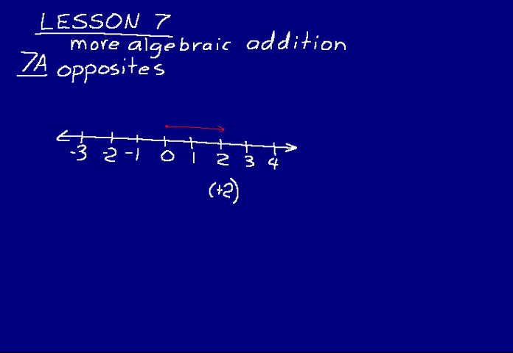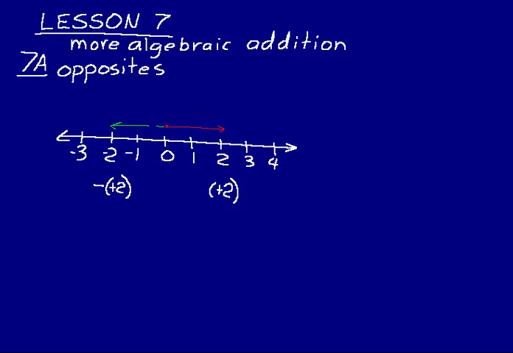Now, the opposite of positive 2, we could put a negative sign in front of that to represent the opposite of positive 2. And that's what we mean by opposites. The opposite of positive 2 would be negative 2, and so we would just start at 0 and go to the left, negative 2. So that would represent negative 2, or the opposite of positive 2. So to the right we have represented positive 2, to the left we've represented the opposite of positive 2.